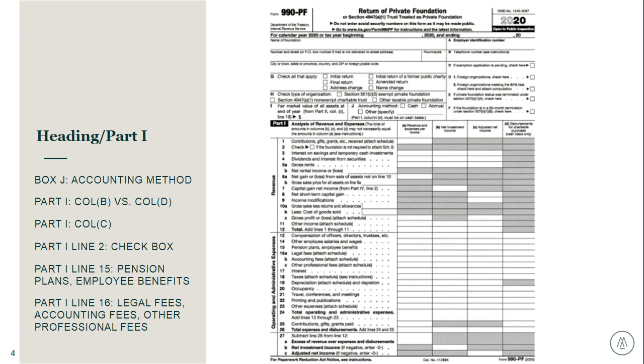But like I mentioned, as part of our series, we will be going into a number of topics in much more depth, more technical issues, and more complex areas. With that, I would like to turn it over to Maggie Elliott, who will get us started with the 990-PF.